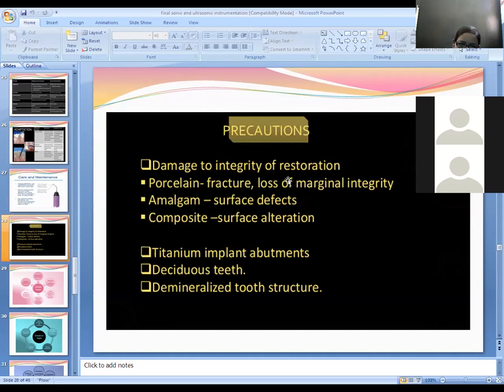What are the precautions? Using the ultrasonic instruments can cause damage to the integrity of the restoration, which is basically maintained or built up by the porcelain. There can be a fracture, loss of marginal integrity. In amalgam, there can be surface defects which are produced due to ultrasonic instrumentation. And in composite, there is a surface alteration in the build-up area. Also the titanium implant abutments, deciduous teeth, and the demineralized tooth structures.